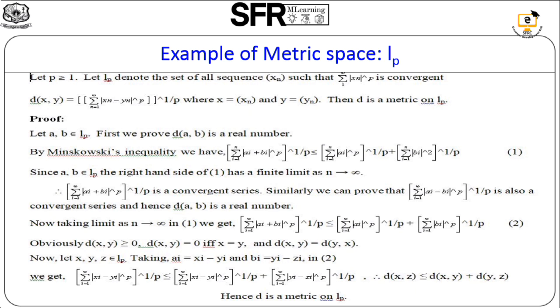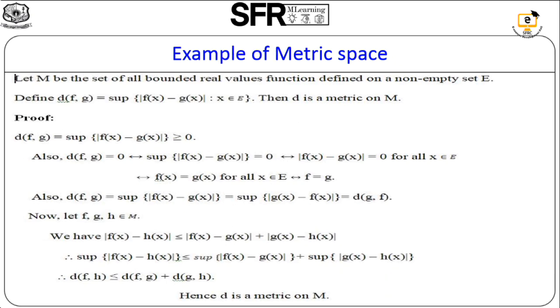Similarly, we can prove the left hand side is also a convergent series, and hence D of a comma b is a real number. If we prove that D of a comma b is a real number, then we can easily prove that D is a metric on LP, which satisfies the 4 conditions. The first one is non-negative, the second one is unique, the third one is symmetric, and the fourth one is the triangle inequality, which holds. So it is a metric on LP.